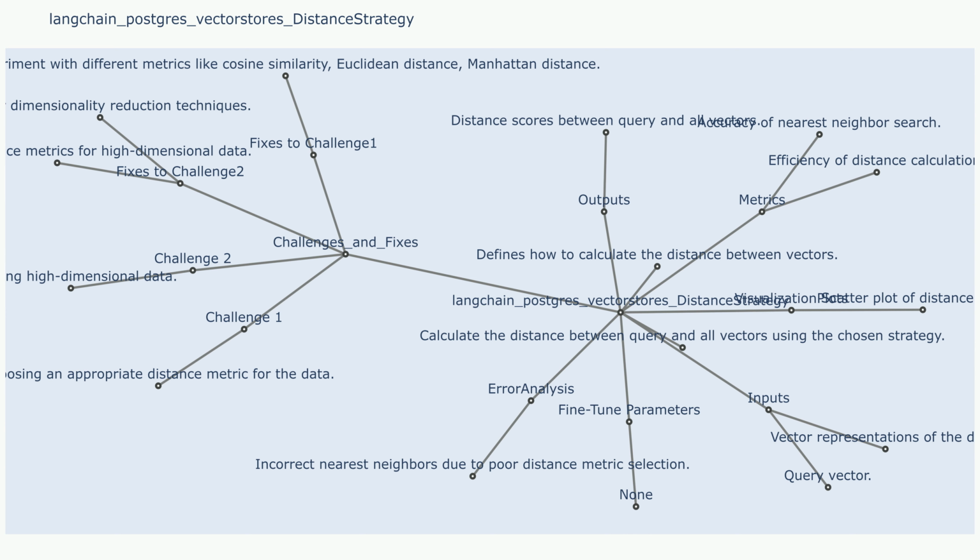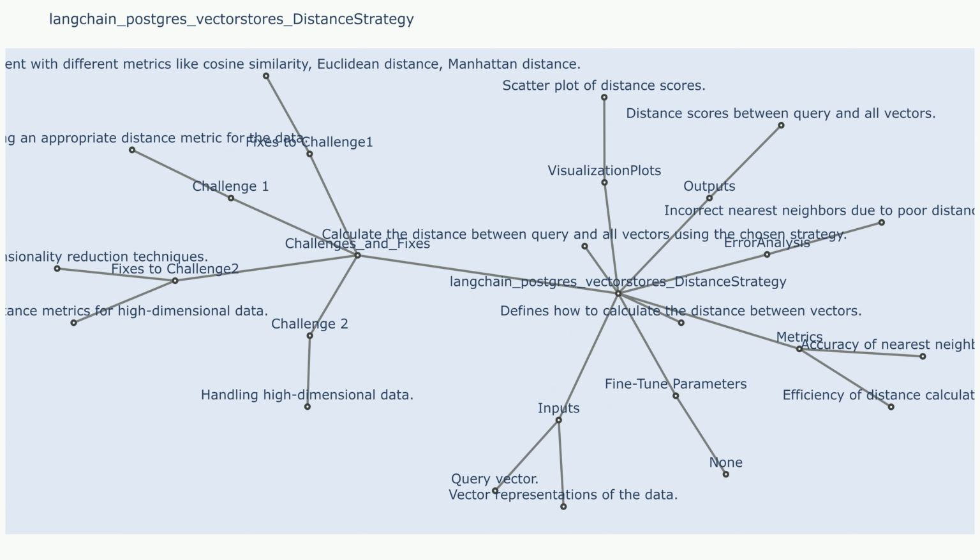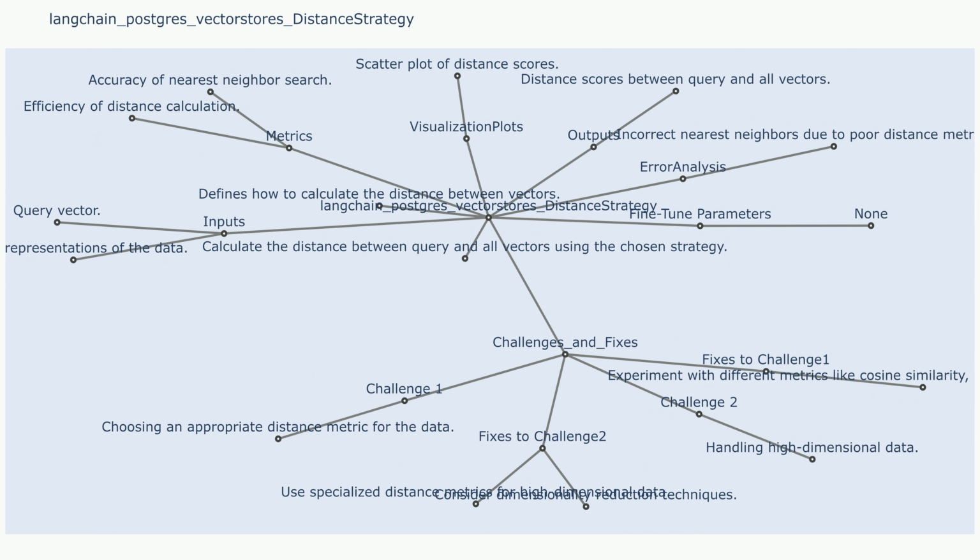Challenges and fixes. Challenge 1. Choosing the right distance strategy for your specific data and search use case. Sample use case that resulted in challenge 1. Using cosine similarity for text search when data exhibits a strong semantic relationship might be less effective than using Euclidean distance. Fixes to challenge 1. Experiment with different distance strategies, cosine similarity, Euclidean distance, etc. to identify the best one for your data.